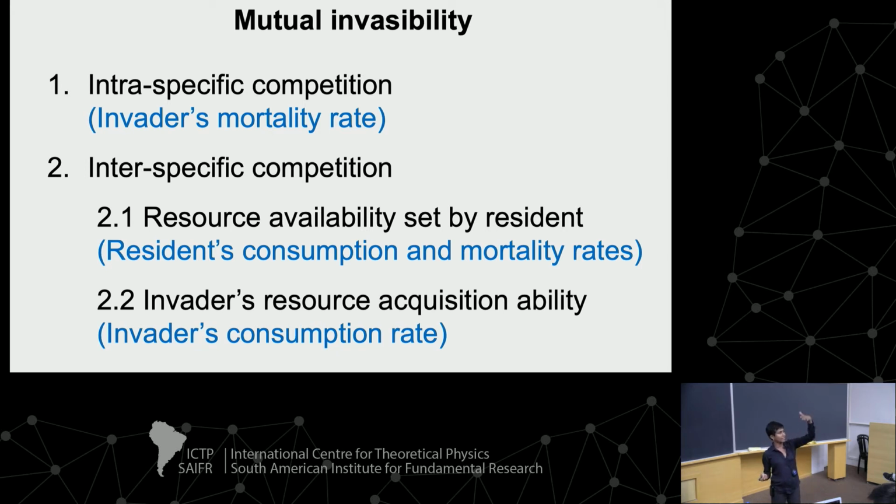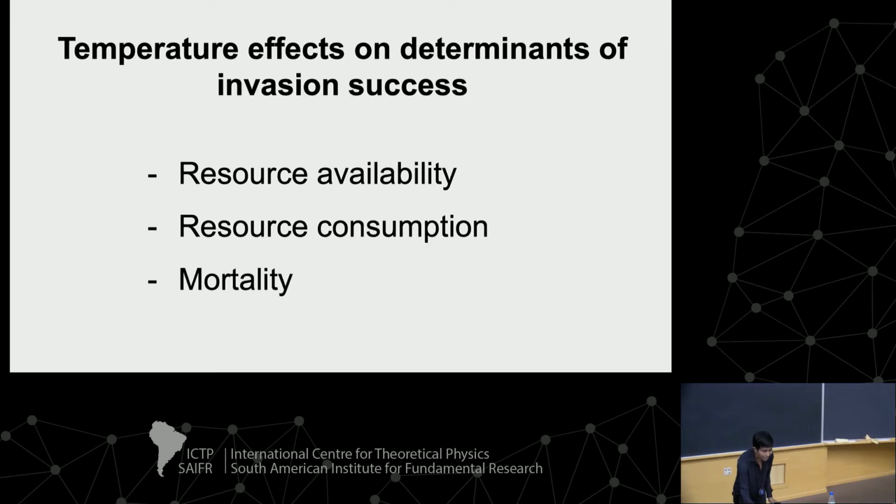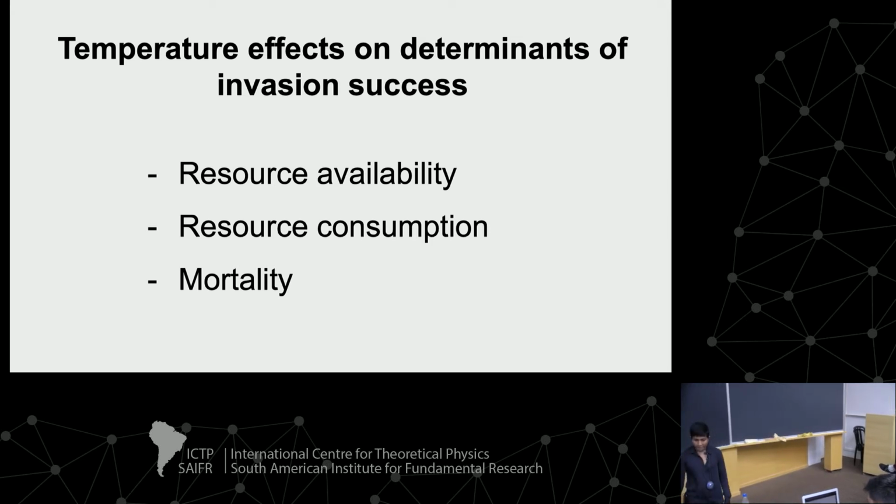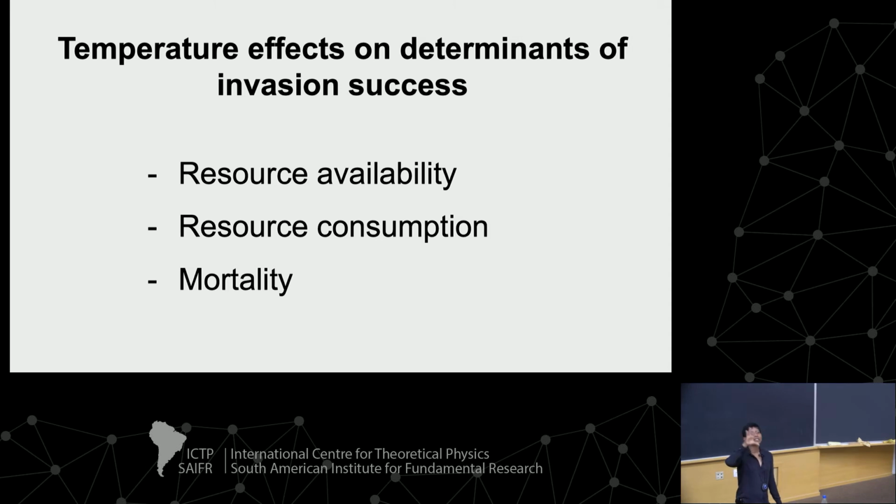Remember, the R star is the death rate over the birth rate, right, essentially? And then the second thing that determines the strength of interspecific competition is the invader's resource acquisition ability, which is determined by its attack or consumption rate, okay? Now, what that means is invasion success is determined by how temperature affects resource availability, resource consumption, and mortality. That's what we have to understand. Now is the time to look at these mechanistic descriptions of these temperature responses.